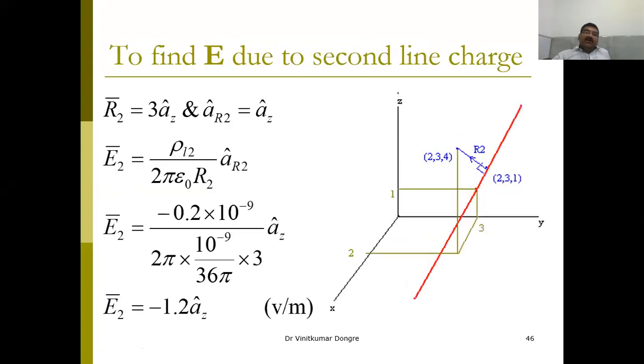Okay. Now we will go for the next line charge. Where is the next line charge? The next line charge is at this point. The point where you are interested to find the field is the same, that is 2, 3, 4. So the next line charge is parallel to the x-axis, because here the z-axis point is 1, and the y-axis point is 3. So 1 and 3, so it will be this way, and it is parallel to the x-axis.